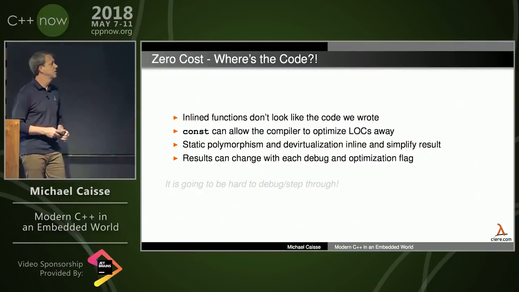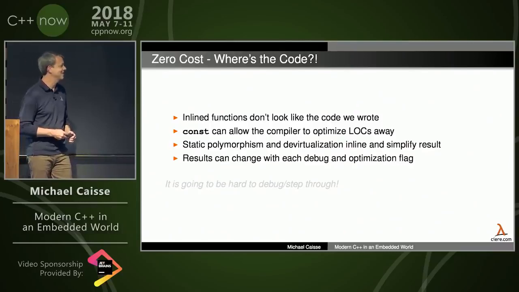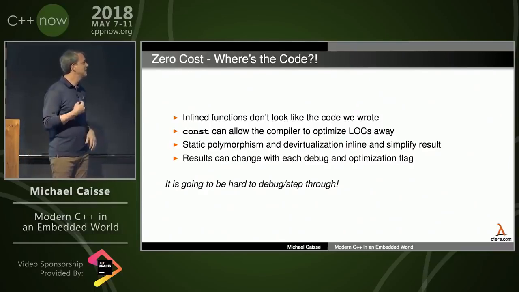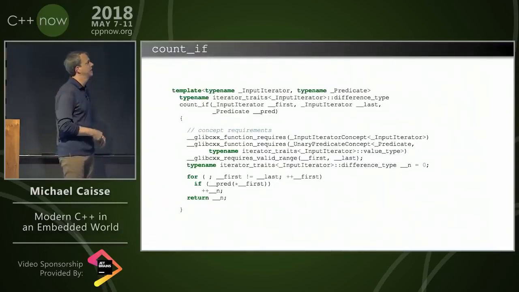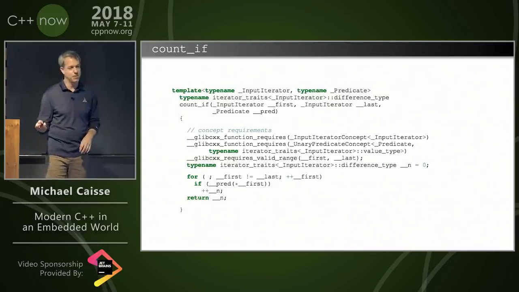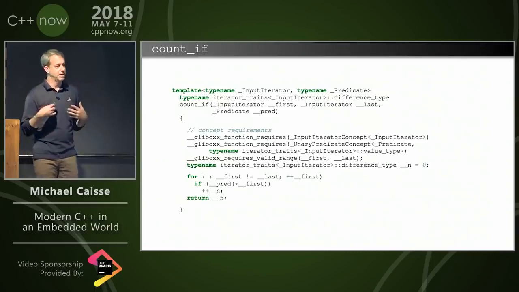Use const when you can. Make all const things that are const. And stepping through things is going to be difficult when you're debugging. Let me give you an example, our count if that we had previously. So this is the count if.